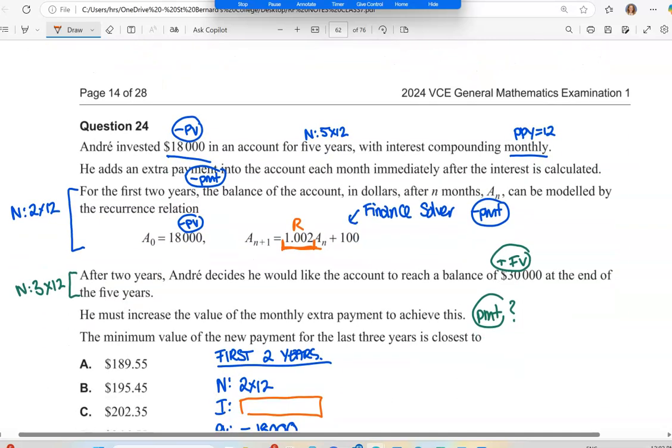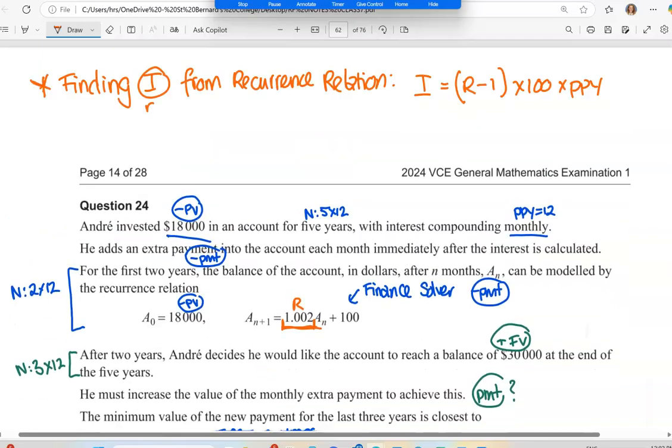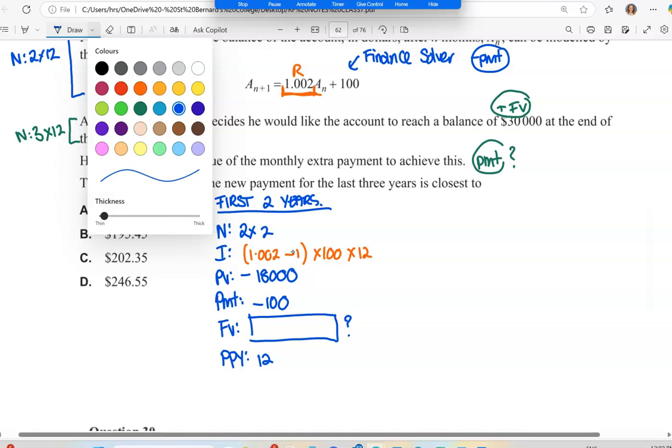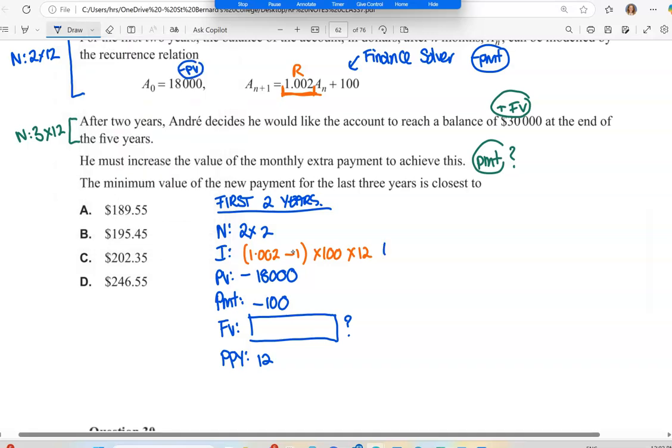So when we're down here in Finance Solver, we want to put in that formula. So I'll put 1.002 minus 1. I'm just going to rub out the box now, but I'm going to do bracket 1.002 minus 1 times the 100 times the 12. And what you'll find is that when you tab to the next one, you'll get 2.4. So it's 2.4% per annum.